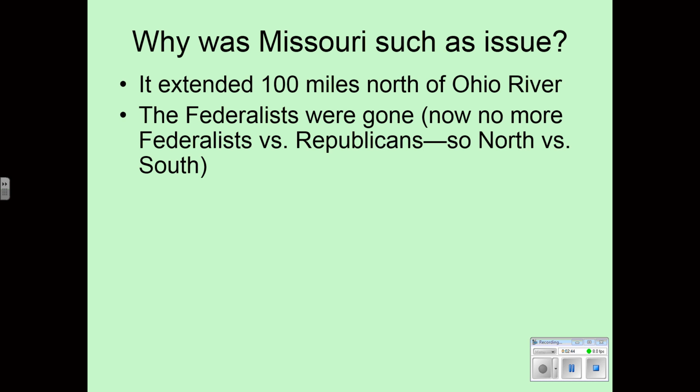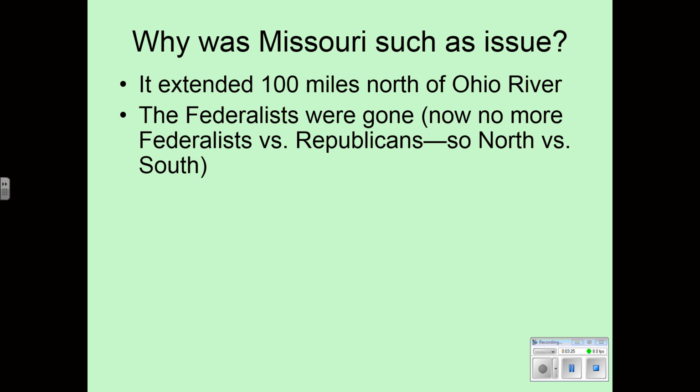Also, the Federalist Party was gone now. They fell apart after the War of 1812, after they were perceived as being disloyal and unpatriotic. So as a result of that, there's no more two-party system of Federalists versus Republicans. The two-party system would allow Northern and Southerners of each party to work together so that the conflict was more between one party and the other rather than between North and South. But now that there are not two parties, the conflict is more North versus South, and that's a dangerous thing for the country.